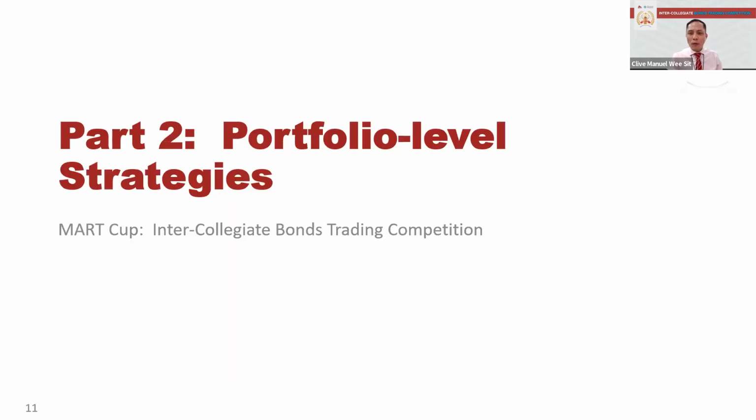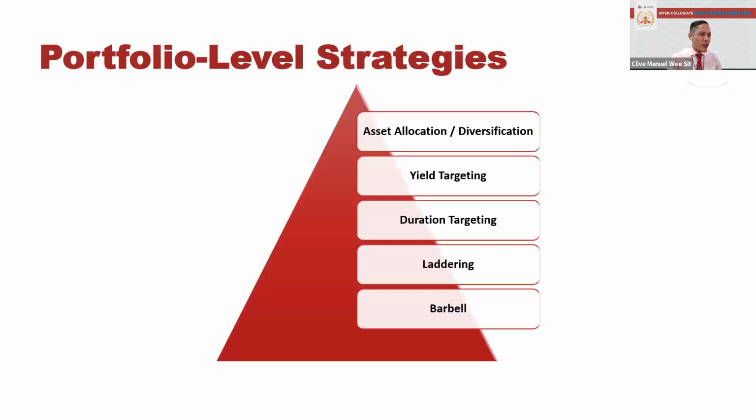Now let's move on from bond level strategies to portfolio level strategies. And these are just some of the different strategies that a portfolio manager would employ when he or she manages a portfolio of fixed income securities. The basic tenet of modern portfolio theory, diba? The concept of diversification, asset allocation and diversification, right? So that's one way in which you can diversify away some idiosyncratic risks that can actually be removed by going into diversification. You can do a strategy known as yield targeting, and also duration targeting.